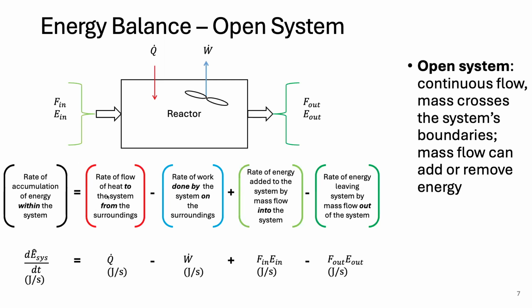We still have the rate of heat flow into the system from the surroundings. We have the rate of work done by the system on the surroundings. But now we have additional terms for the rate of energy added to the system by mass flow into the system. That'd be the flow rate in times the total energy in of that stream, minus the rate of energy leaving the system by the mass flow out of the system. So the flow rate out times the total energy of that exiting stream. The difference in these terms we would equate with the rate of accumulation of energy within the system.